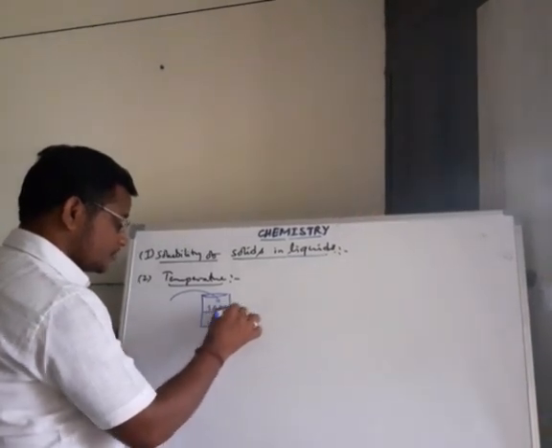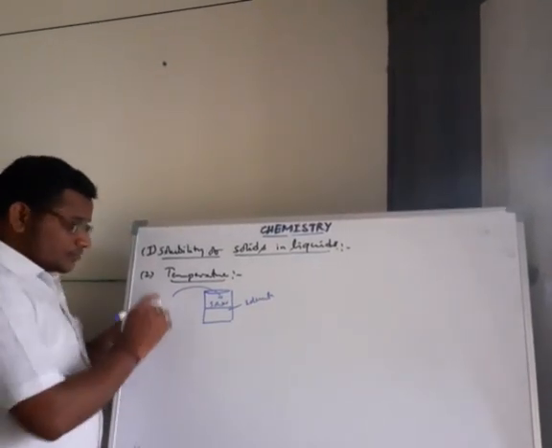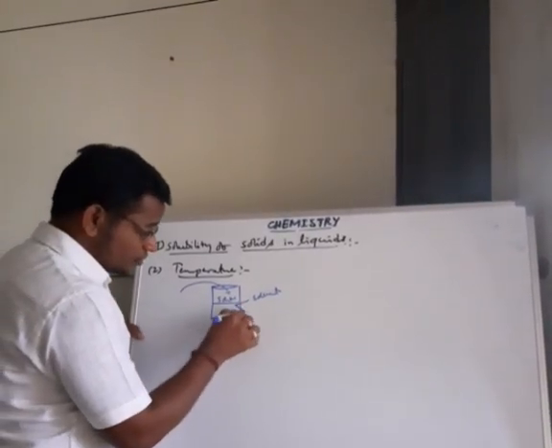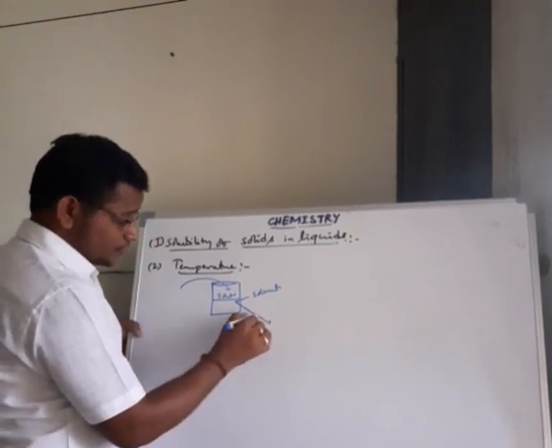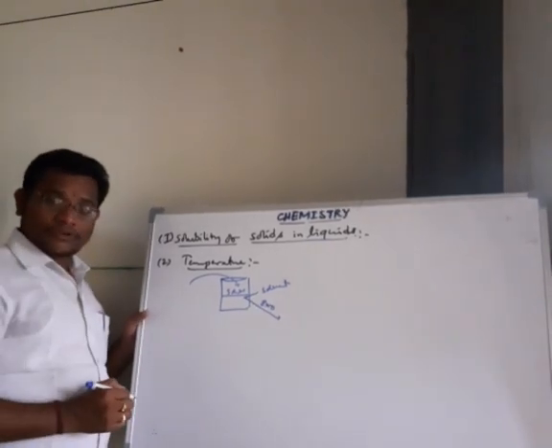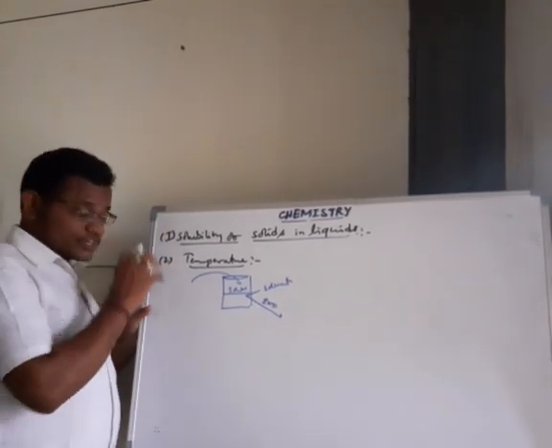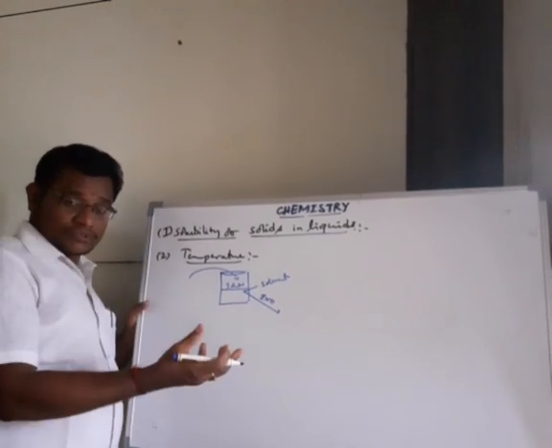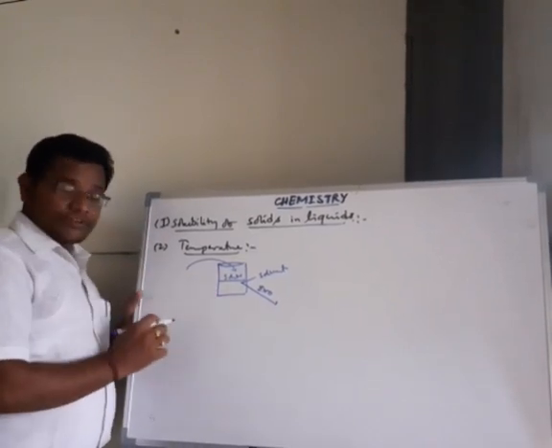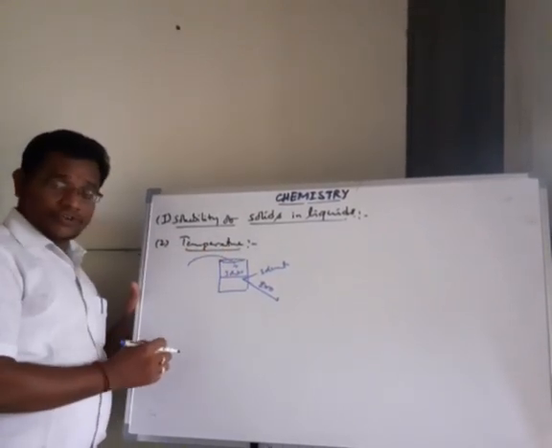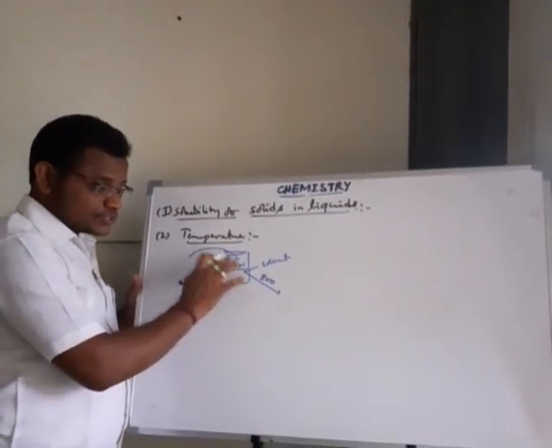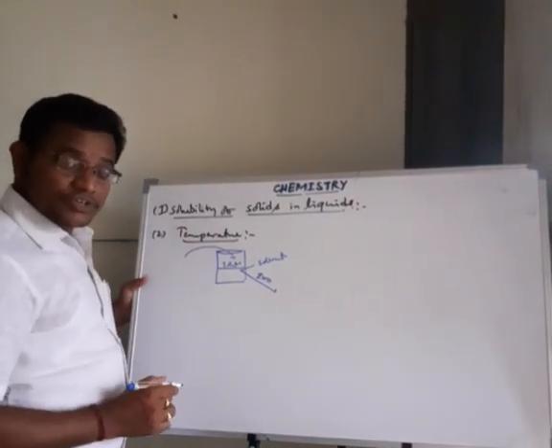Solute is added to the solvent. Whenever the solute is added to the solvent, in this process some amount of heat is released to the surrounding. That's why it is called exothermic process. The first one is endothermic process, in which during the formation of the solution, some amount of heat is absorbed from the surrounding. But here, during the formation of the saturated solution by adding the solute to the solvent, some amount of heat is released to the surrounding. That phenomenon is called exothermic process.